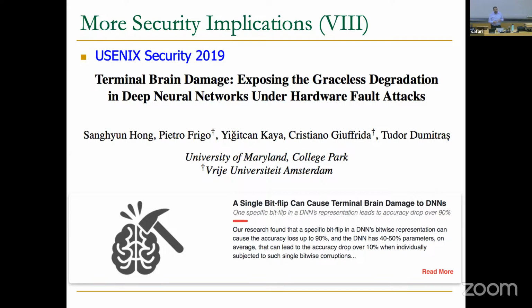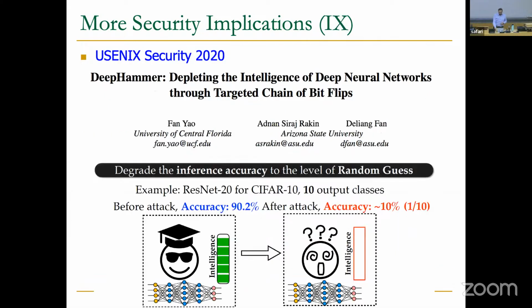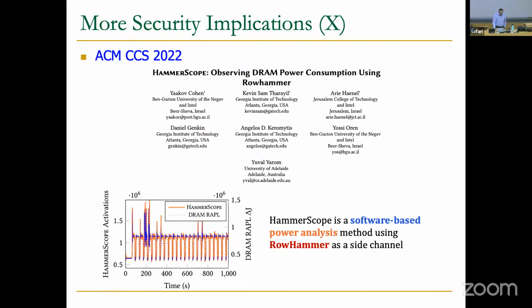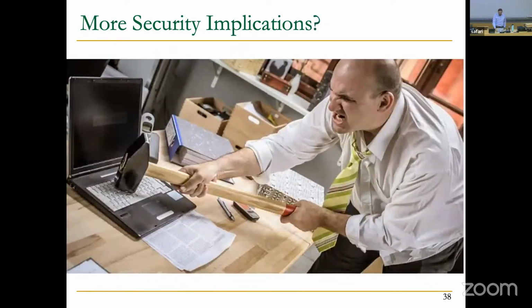For example, in a self-driving car, if you can mount this attack, you can change the behavior of the neural net over there, and you can reduce the accuracy from 90% to 10%, meaning that the car will crash, right? So it's quite important. And there are many works like this. You can use this as a side channel as well. So there are many security implications, and this list can go on and on, but I'm just giving some examples.